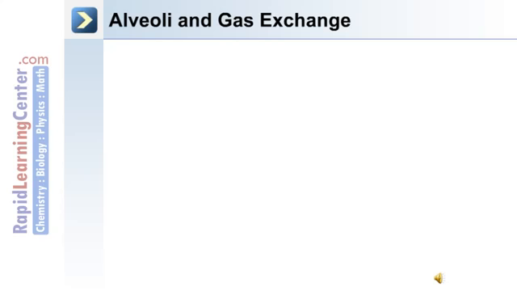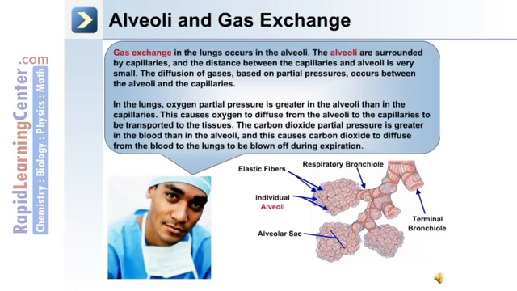Alveoli are the site of gas exchange. Gas exchange in the lungs occurs in the alveoli, and they're surrounded by capillaries, and the distance between the capillaries and the alveoli itself is very small. The diffusion of gases based on partial pressures occurs between the alveoli and the capillaries.